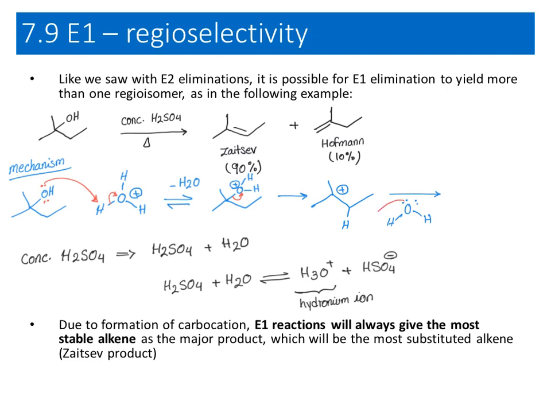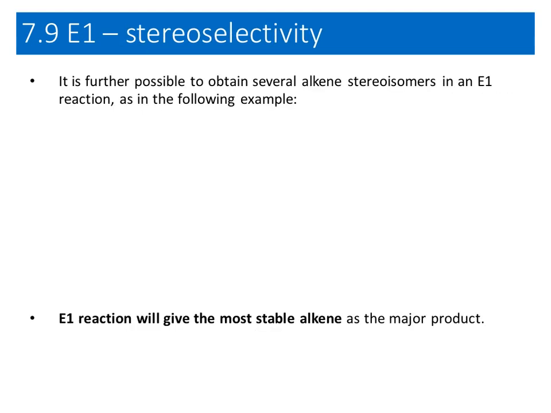So water attacks the proton and forms a double bond. So this is going to be our major Zaitsev product. Now the stereoselectivity for E1 mechanism is similar to E2, so whenever possible, it is going to form the more stable product, which is the trans alkene.